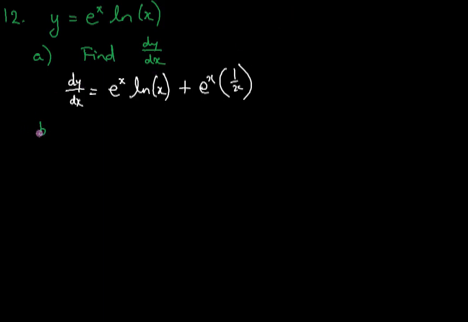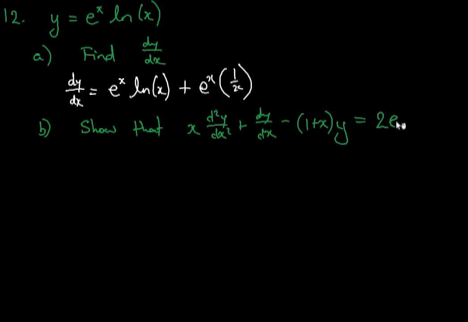The second part is a little bit harder because we're asked to show that this horrible statement is true: x times d squared y dx squared plus dy by dx, minus 1 plus x times y, is equal to 2e to the power of x. So this is a little bit more tricky. Well, what am I going to do?